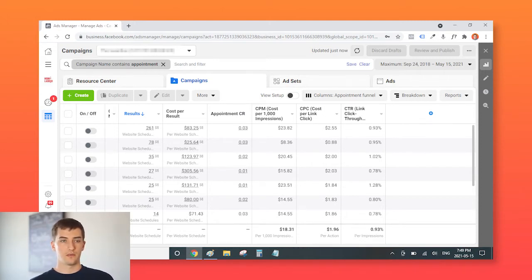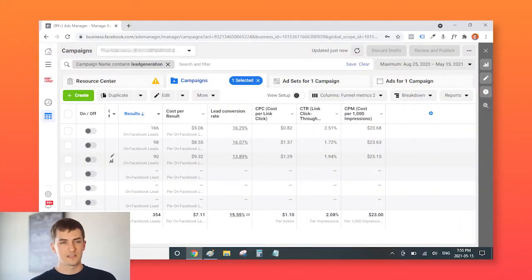So I just wanted to point out that oftentimes you don't need to strive for the very inexpensive high volume leads. Oftentimes higher quality leads are going to be a better bet and a better use of your client's sales team's time. Let's take a look at another example. So this is from a different client.